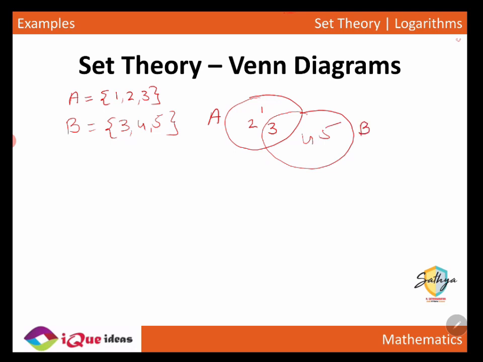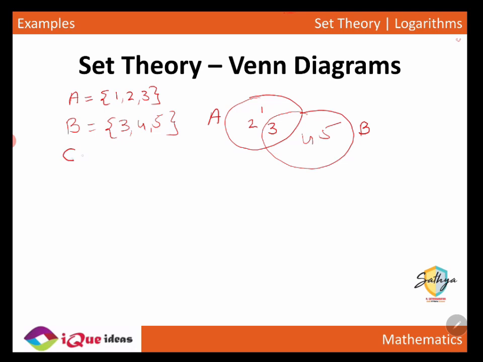So circle A encompasses 1, 2, and 3. Circle B contains 3, 4, and 5. 3 is included in both A and B. 1 and 2 belong only to A. 4 and 5 belong only to B.